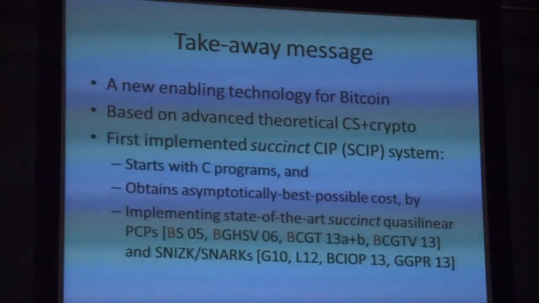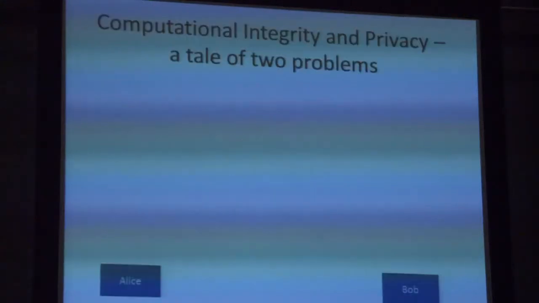In particular, we're showing the first implementation of a succinct computational integrity and privacy system, which starts with an arbitrary C program and obtains the asymptotically best possible cost by using a lot of advanced theory that I'll just mention a little bit in the remainder of the talk.